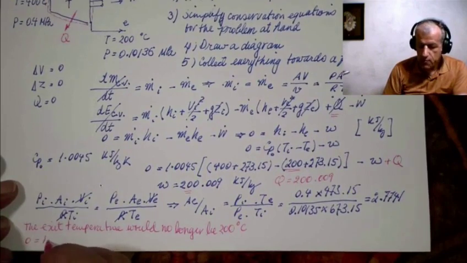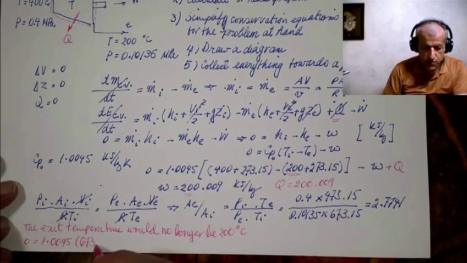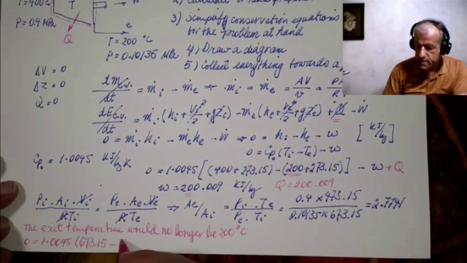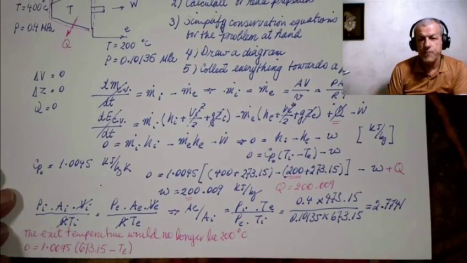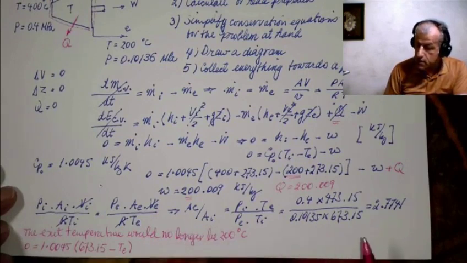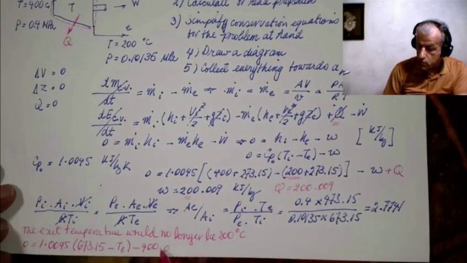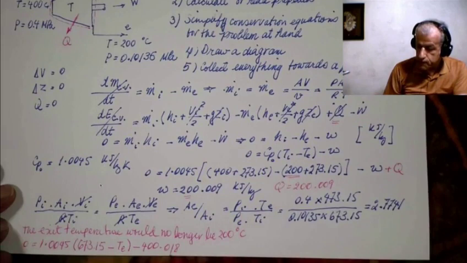0 equals 1.0045 times (673.15 minus TE), where now we need the exit temperature, and that would equal, here you see, it was minus 200, and now it will be minus 400. 0 minus 400.018 kilojoules per kilogram, because we have both lost work and we have lost heat.